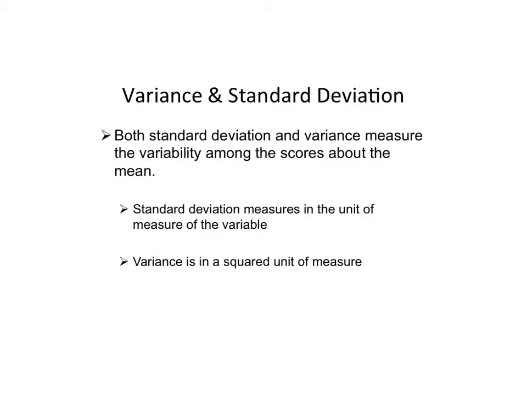Just in definition, standard deviation and variance really have the same definition. They're both a measure of variability among scores about the mean, or essentially what they are is the average variability of your scores in a sample around the mean. However, they have one major difference. Standard deviation is measured in the unit of measure of the variable, so centimeters, or seconds, or percentage points, where variance is measured in the squared unit of the measure, so centimeters squared, seconds squared, or percentage points squared.